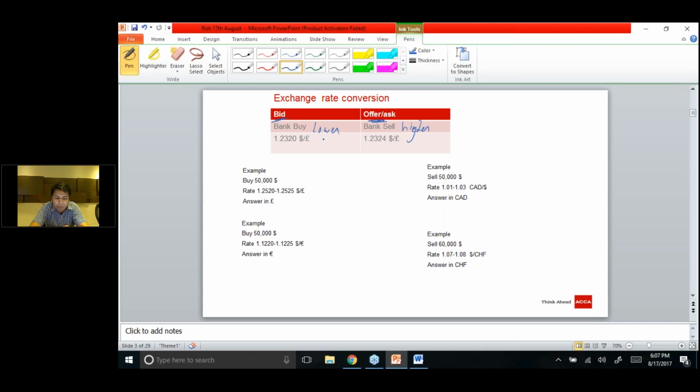Bank will buy at a lower price and sell at a higher price, and the difference between these two rates is the spread, which will be the income of the bank. Obviously, the bank will buy from you at a lower rate and sell to the public at a higher rate, and earn the difference, which is the spread. Spread will be higher for those currencies which normally have low trading volume, and lower for those currencies which usually trade in large volumes.